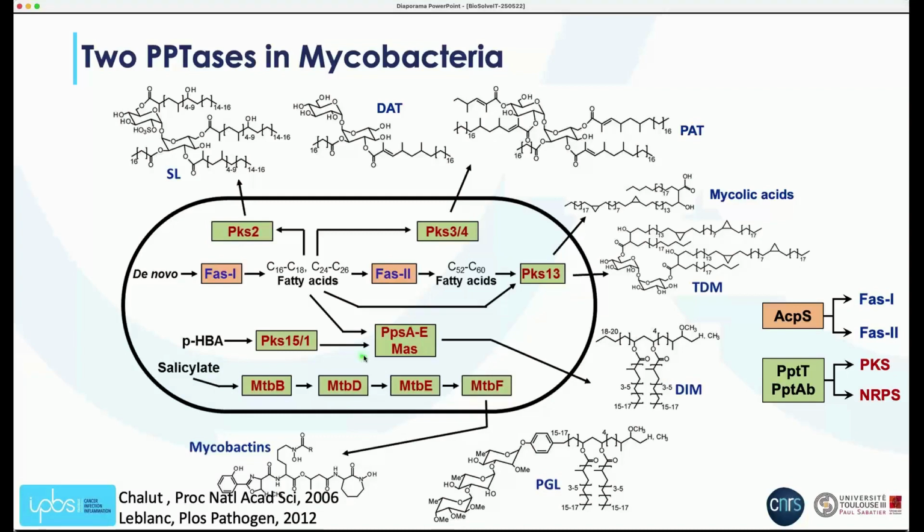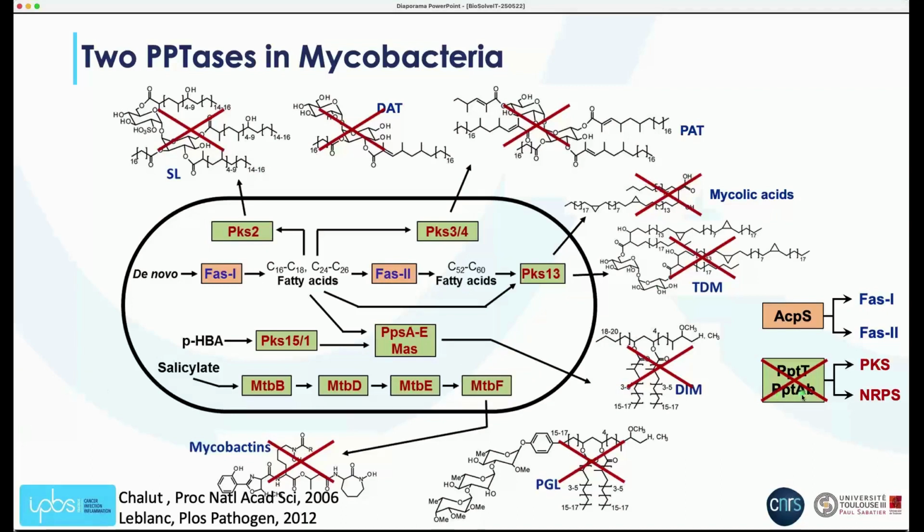So the group of Christophe Guilhot here at IPBS showed that these enzymes were essential to the growth of the bacteria in vitro, but also in some infection models. And if you're able to inhibit PPTT in Mycobacterium tuberculosis, this results in the inhibition of all these PKS enzymes being not able to produce most of these compounds, and this leads to the death of the bacteria.